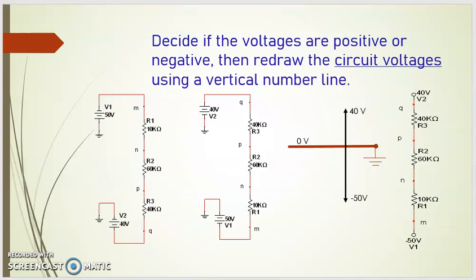If we add in the circuit with the resistors, Vp will therefore be less than 40 volts and Vn will be less than Vp. When we look at this circuit, we may think that Vn is greater than Vp, but because of the polarities of V1 and V2, and we've used the vertical number line analogy, we can clearly see that Vp will be greater than Vn.